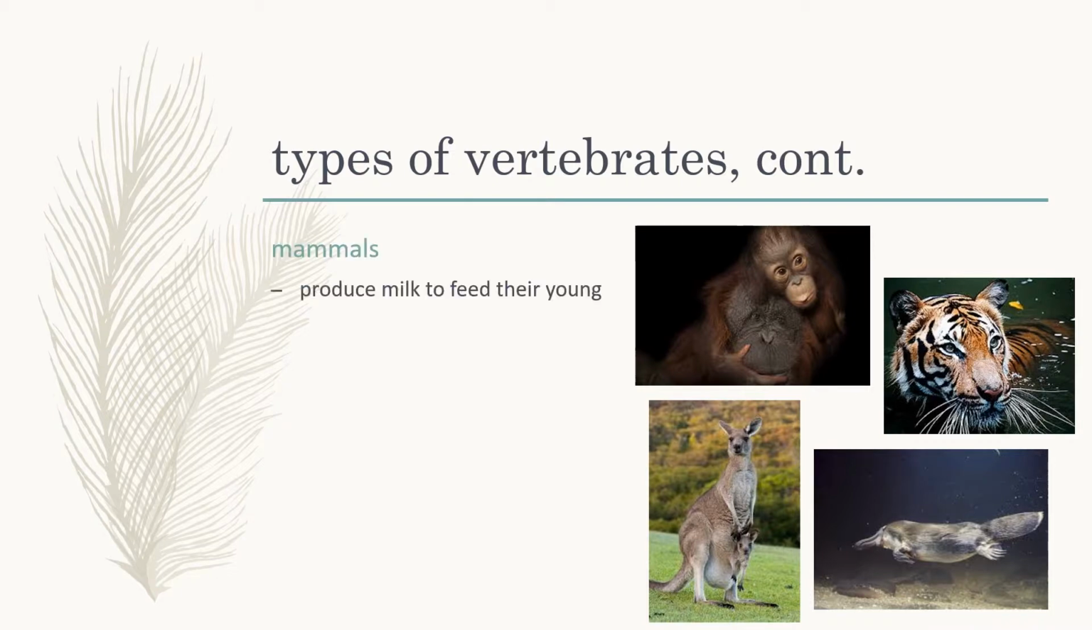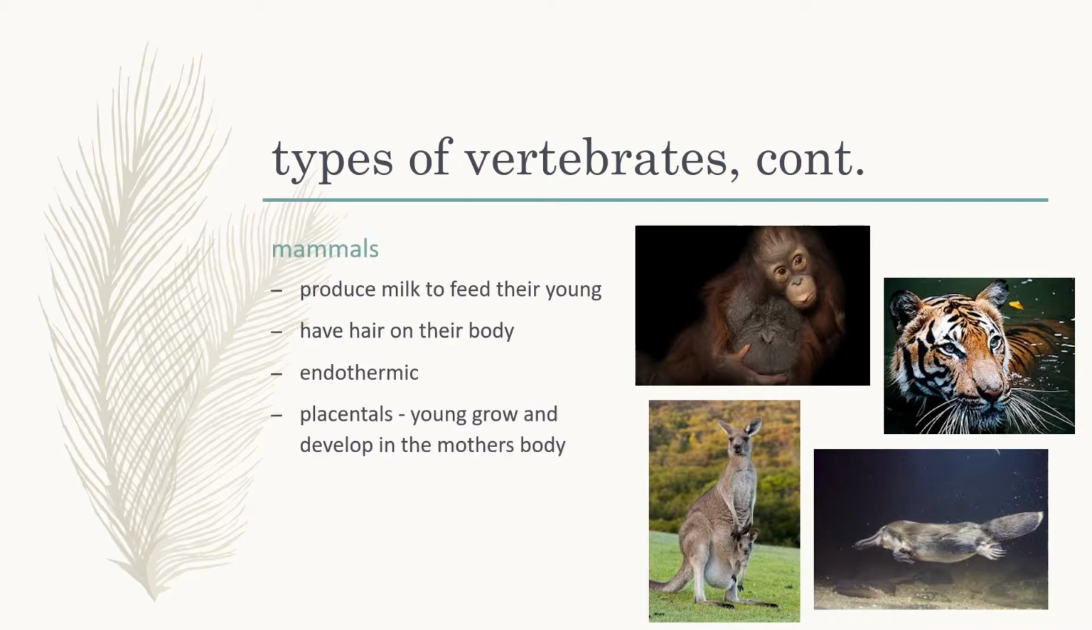Mammals are the last group of vertebrates and cover a wide variety. They are endothermic like birds, but also have hair on their bodies. All mammals produce milk in order to feed their young. However, there are different ways that they give birth. Placentals develop their baby in the mother's body and give birth to live young. These young are protected by an organ known as the placenta that connects to the mother's bloodstream.